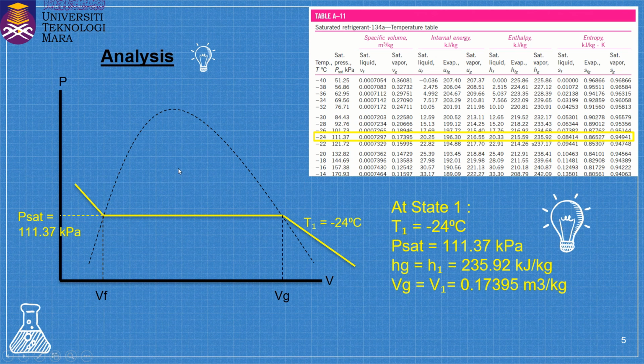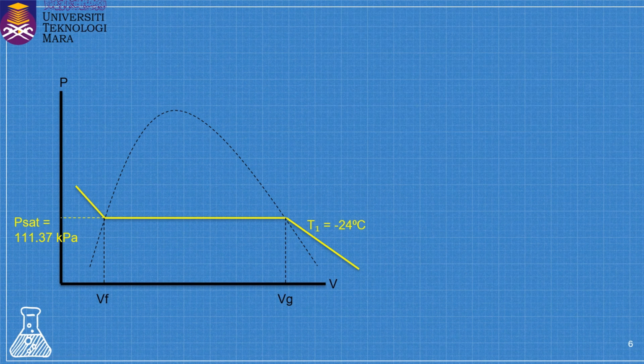From step 1, we can see that H1 is equal to 235.92 kJ per kilogram. Why do we take Hg as our H1, not Hf? Because the question already stated that the refrigerant 134A is in a saturated vapor condition at negative 24 degrees Celsius. Next, we need to find H2.